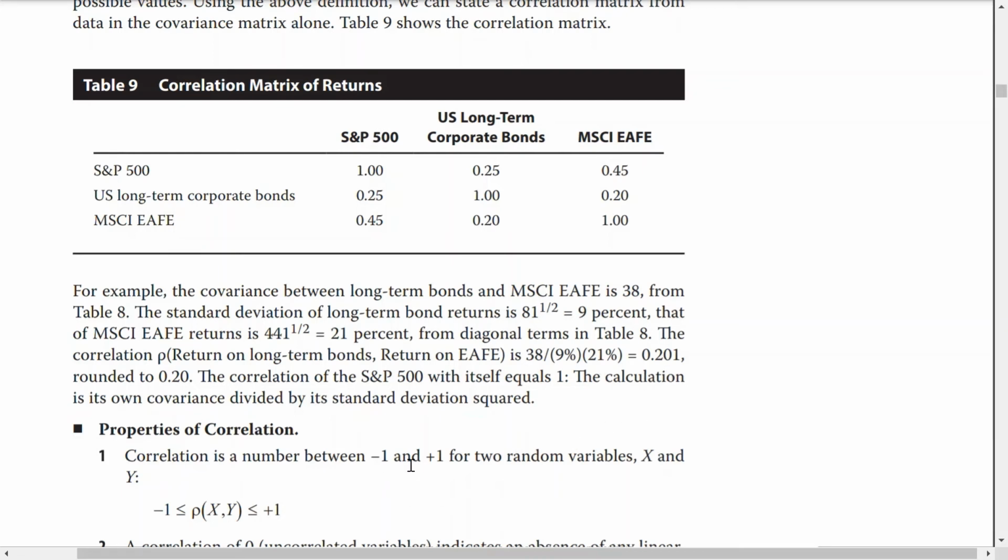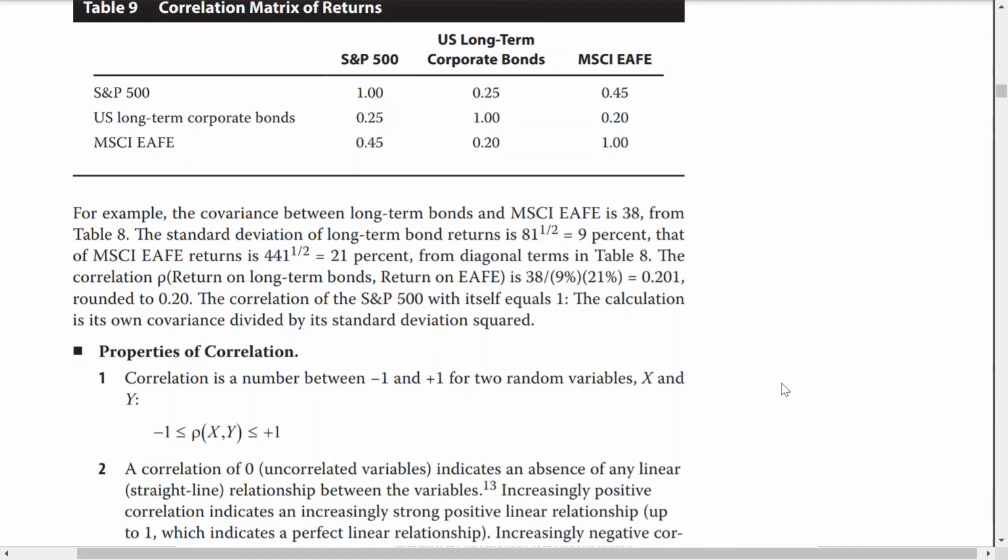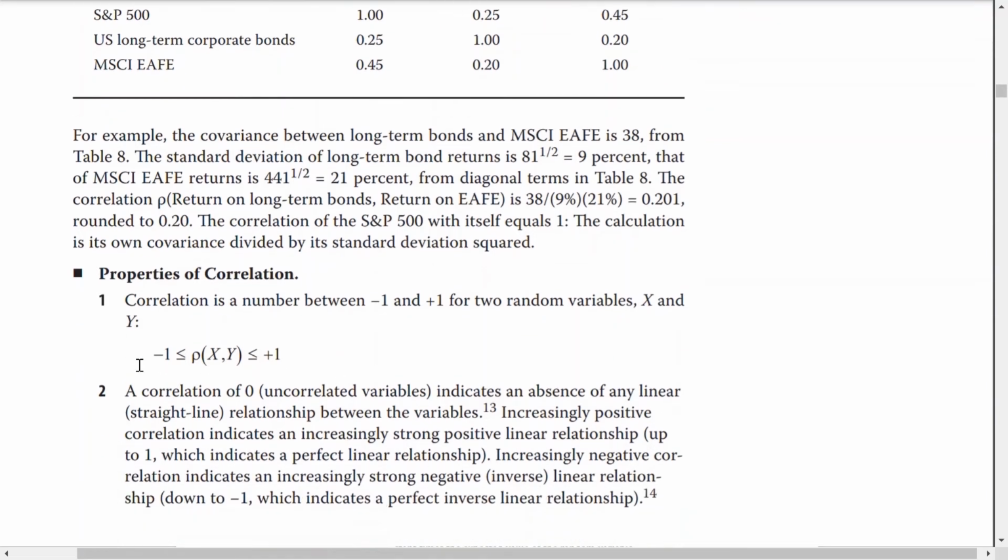The correlation of the S&P 500 with itself equals 1. It is the calculation of its own covariance divided by the standard deviation squared. Properties of correlation. Correlation is a number between -1 and 1, for the two random variables x and y. So this is the properties of correlation formula.